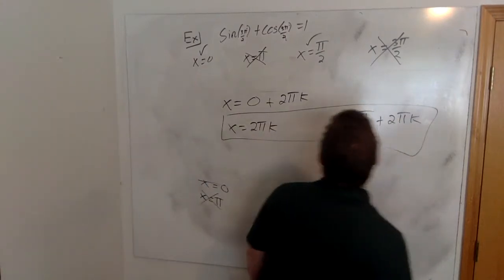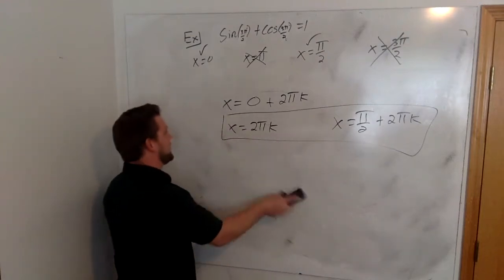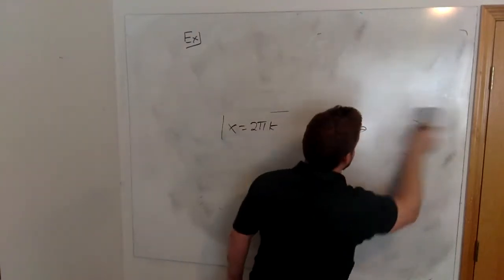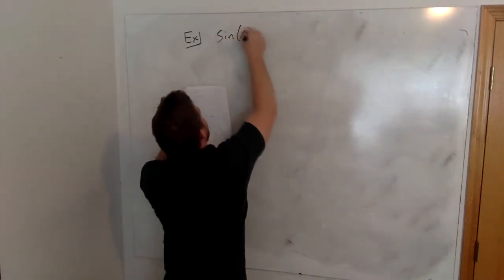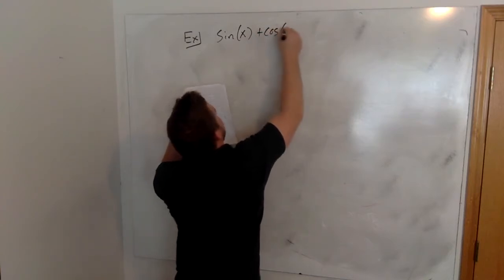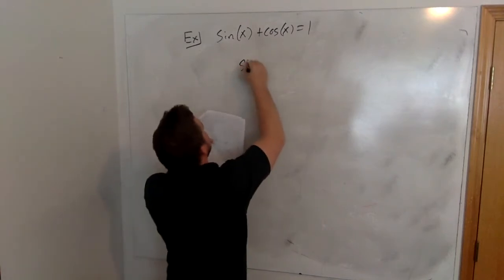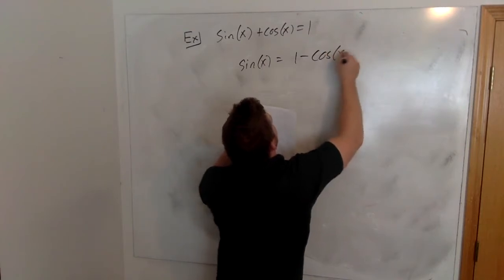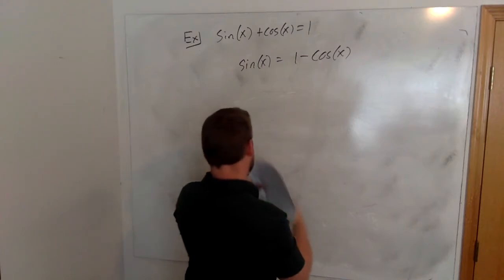Let me show you a different way maybe to solve this problem if you wanted to. Show you it'd still work out. So we had sine of x plus cosine of x is equal to 1. Maybe we decided to write it like this. Maybe sine of x is equal to 1 minus cosine of x. Maybe we decide to square from here. So let's square both sides.